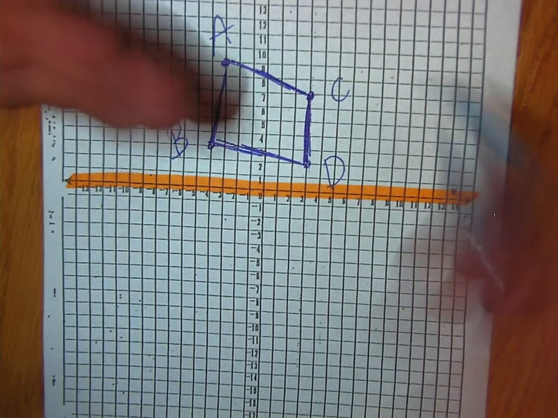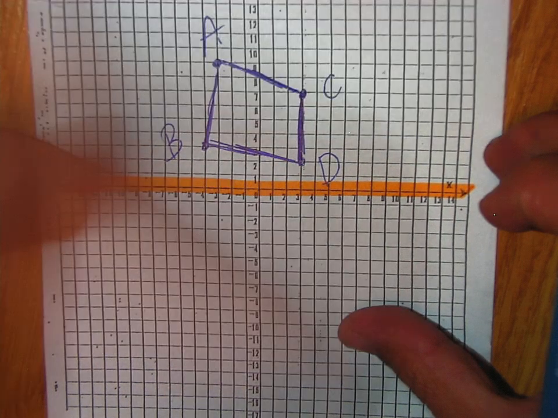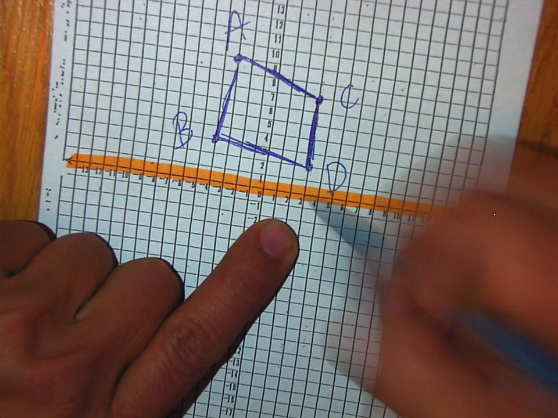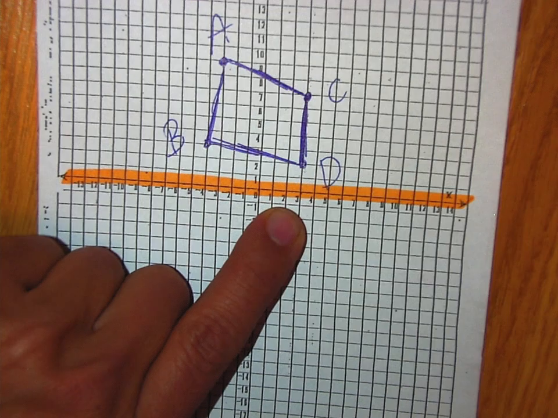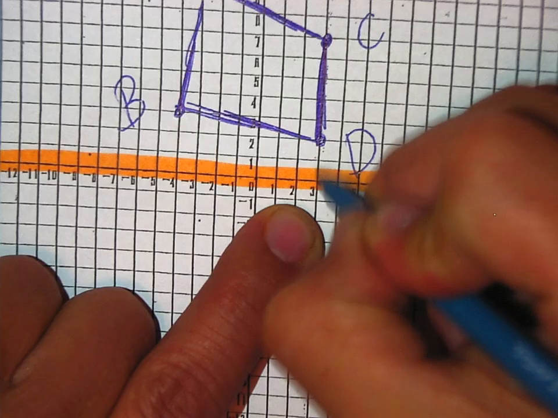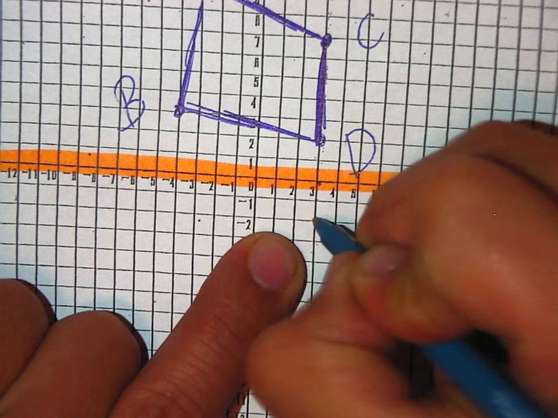Okay, so here we go. Count them. Ready? 1, 2. Your B prime. 1, 2, 3, 4, 5, 6, 7. That's your what prime? C prime. That's your new coordinate.